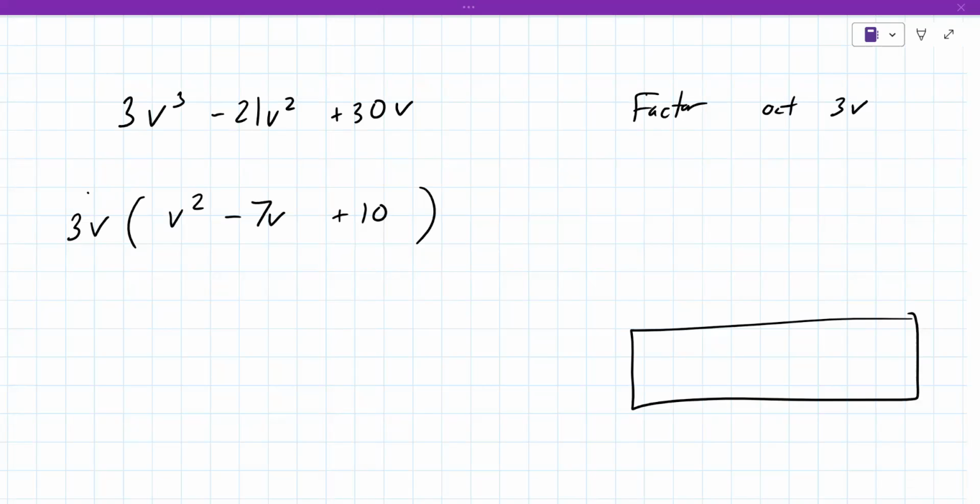3v, v plus 3 minus 5, 3 minus 2. All right. Very good.